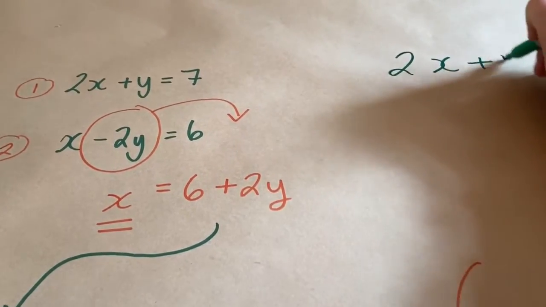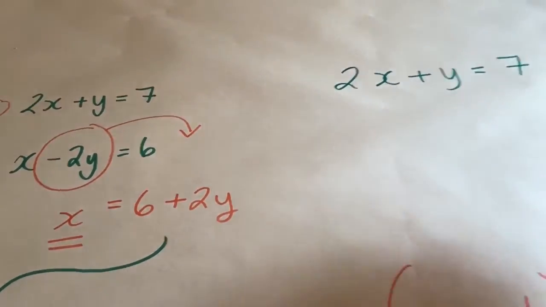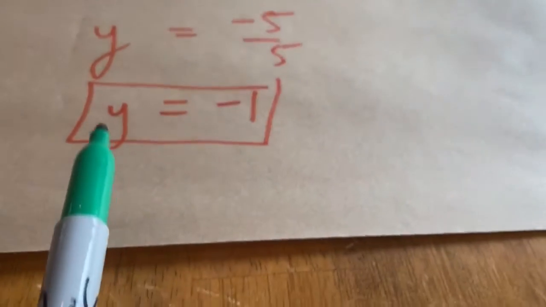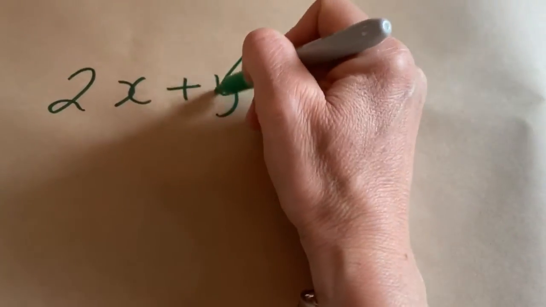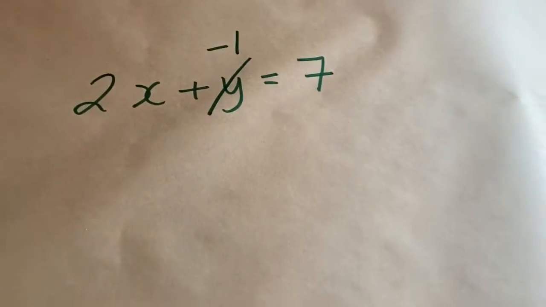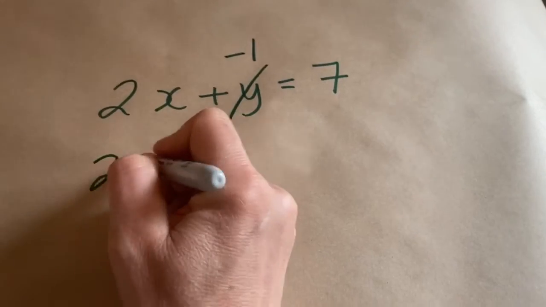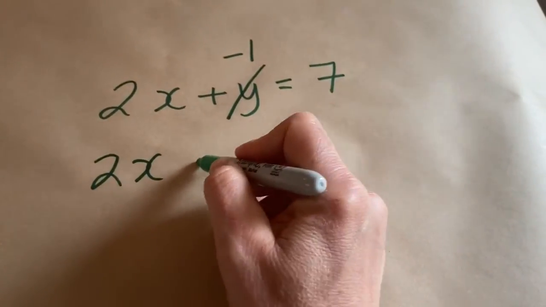2x plus y is equal to 7. Now we know that my y is equal to negative 1. So up here in this equation, I'm going to cross off the y because I know the y has to be equal to negative 1. So that means I have 2x plus negative 1, which is the same thing as minus 1.